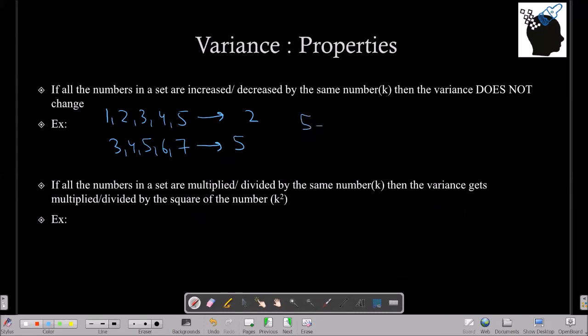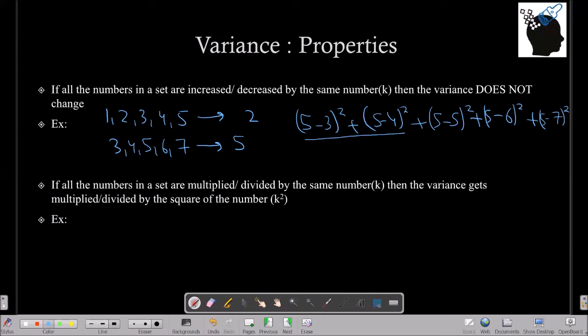So we are going to subtract all the values by 5, square them up, and take the mean of the same. Plus 5 minus 7 whole square, divided by 5, which is 4 plus 1 plus 0 plus 1 plus 4, which is 10, divided by 5, which is 2, the same as before.